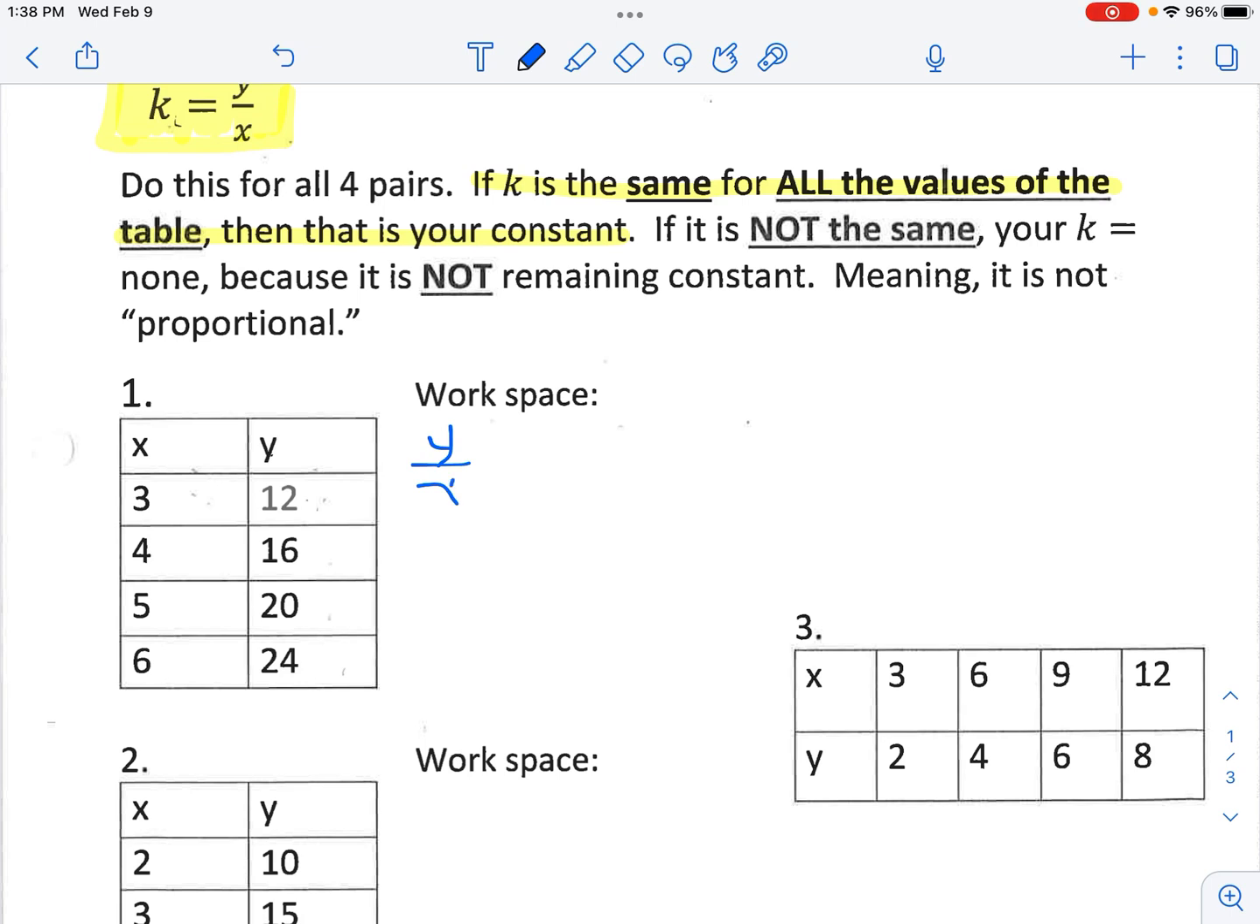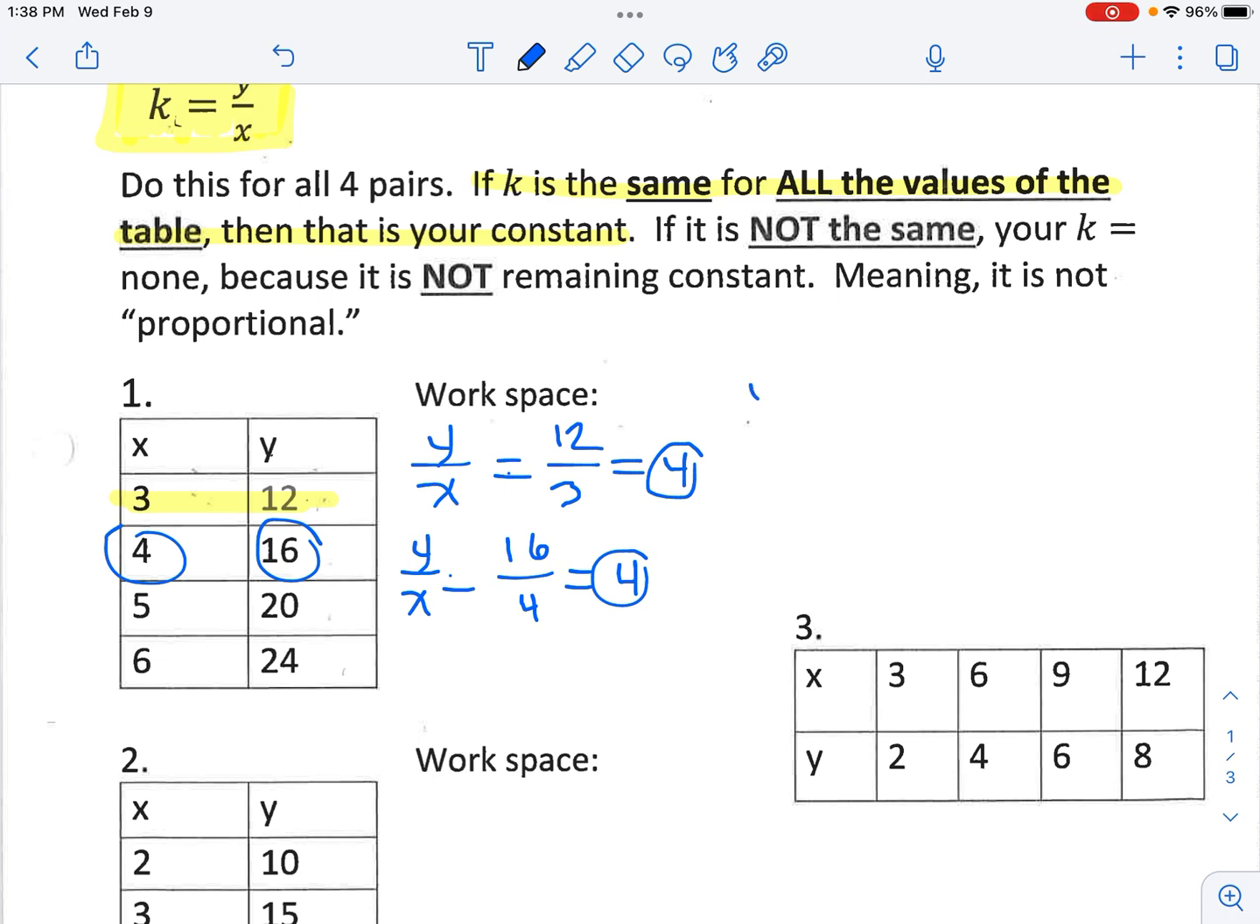All right, so if we're thinking about the ratio of y to x, I'm going to look at my very first pair of numbers here. The y value goes on the top, so y is 12 and x equals 3. So the ratio of that would be 4. If I look at my next pair, y to x, my y is 16 and my x is 4, and that simplifies to 4.